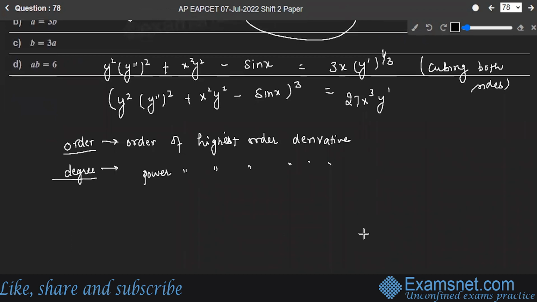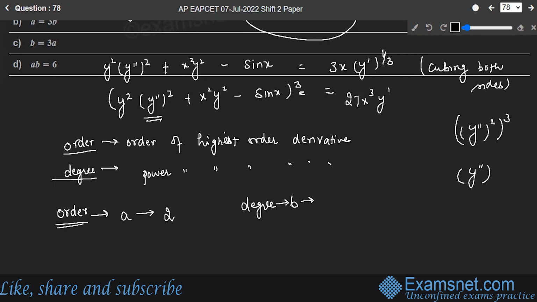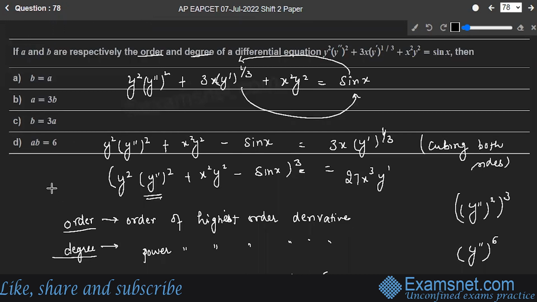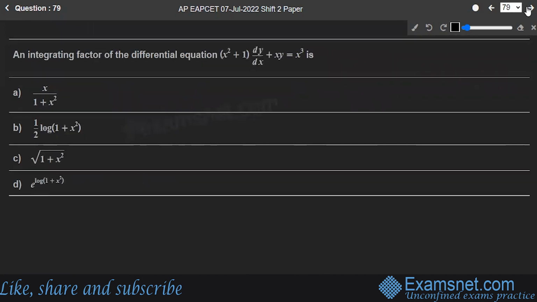So according to this question, what is the order and the degree? Order, which is given by A, is nothing but the order of the second derivative, so A is equal to 2. And what about the degree, which is given by B? It is the power of it. See, y second derivative raised to power 2, which is again raised to power 3. So that means the power of this is 6. That means B is equal to 6. From here it is quite obvious what the relationship between A and B is: B is equal to 3 times A. So what is the correct answer? Option C. This is the correct answer to the question. Hope you are clear. Next, question number 79.